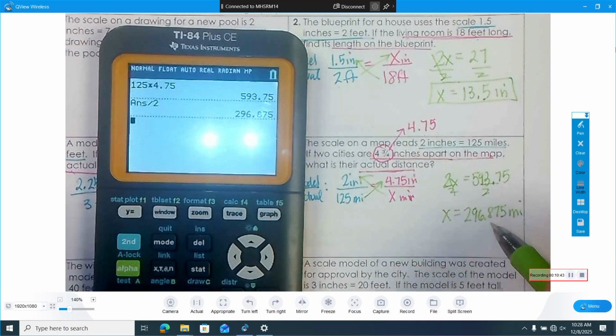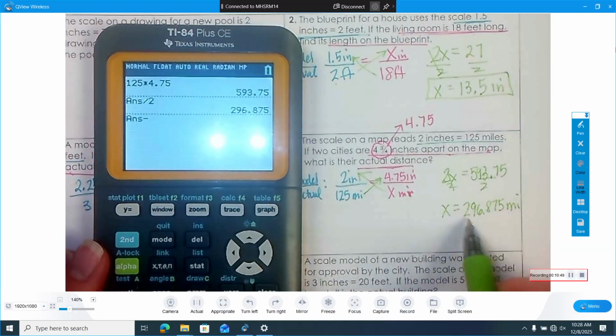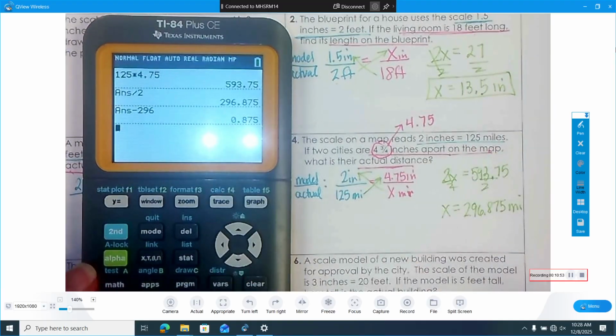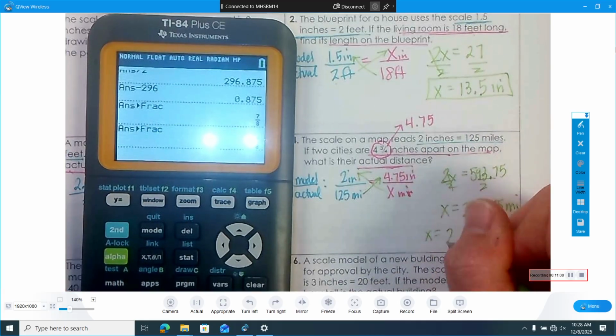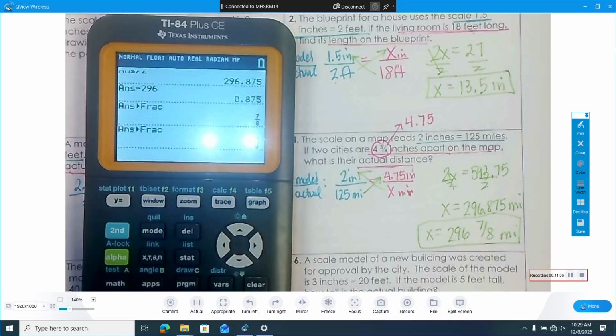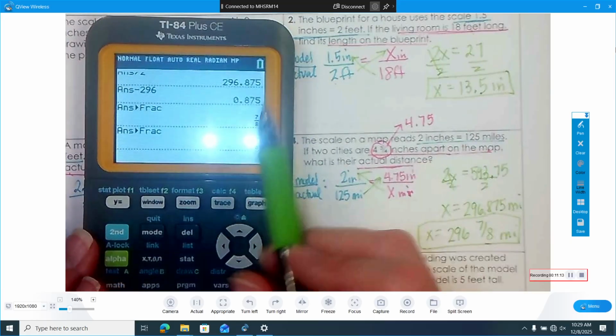So again, how do we figure out what that decimal is as a fraction? Subtract the whole, so subtract 296. That leaves me just with the decimal, and now I can math frac it: 7/8. So we get 296 and 7/8 of a mile. 296 and 7/8. Also, 0.875, just for giggles here, so you know.